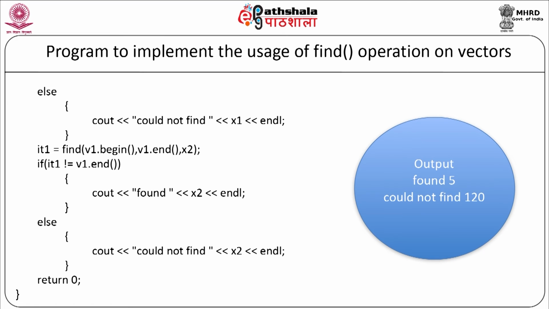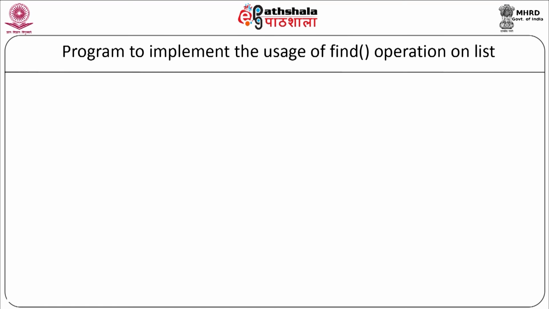Now, here our vector has been initialized with the values 0 to 10. So, 5 was present, whereas 120 was not present in our vector list. Now, let us see a program to implement the usage of find operation on list. List is another data type which is there in the standard template library.